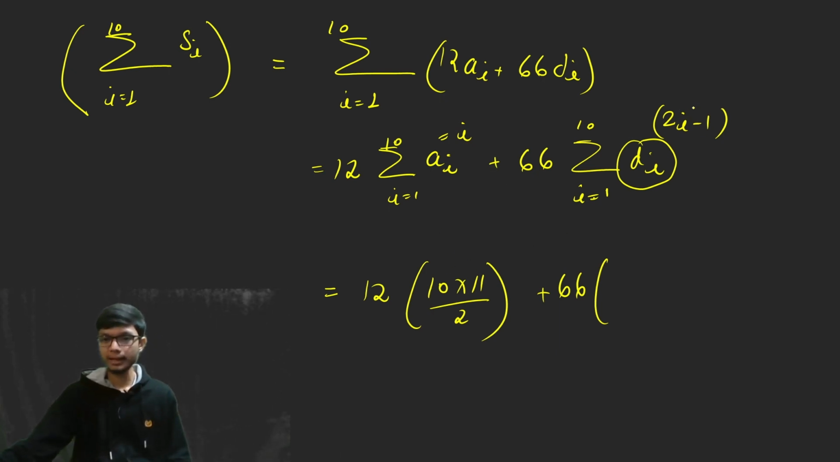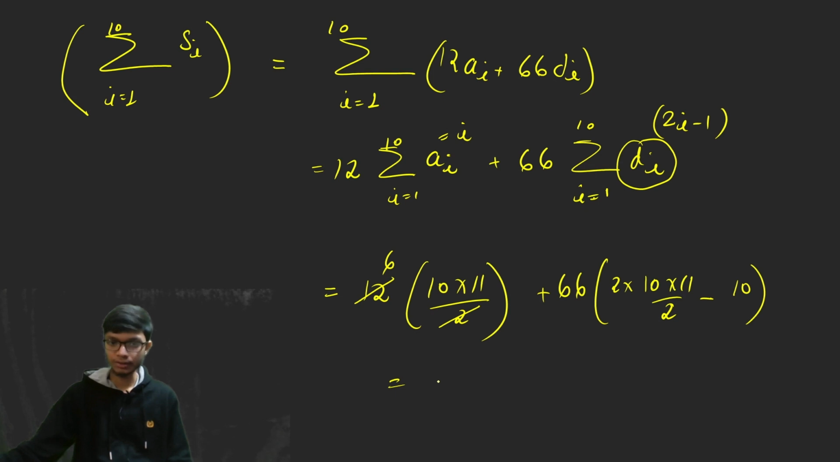That is equal to 55. And similarly, if you look at d_i, that is 2 times the sum of the first 10 natural numbers, 10 into 11 divided by 2, minus, since 1 is a constant, 1 is added 10 times, so minus 10. This value will be 110 minus 10, which is 100. Cancelling with 6, this will be equal to 660, and this result will be equal to 6600. If you sum up, the result will be equal to 7260.